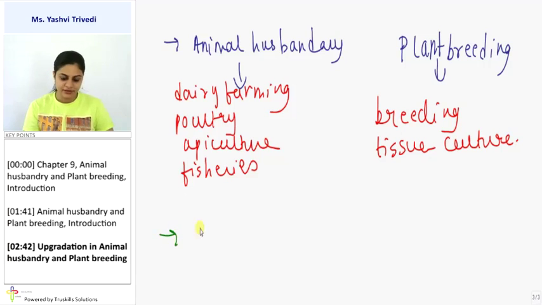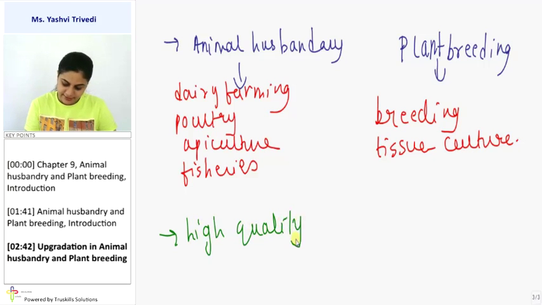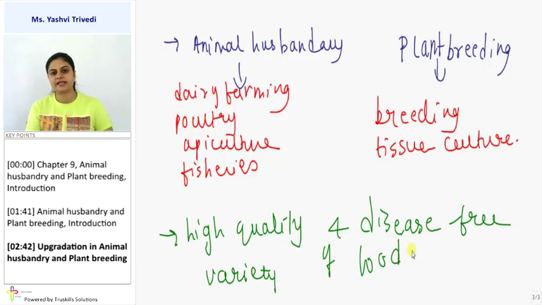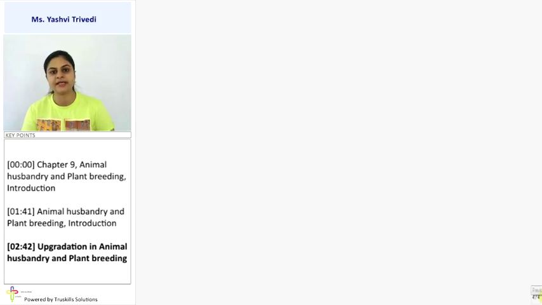So finally, by all these upgradations or by all these different methods of agriculture, animal husbandry and plant breeding, a high quality and disease-free variety of food is basically available to the growing population. So this is what the main motive is, that all the growing population should get their basic requirement in high quality as well as in proper amount.